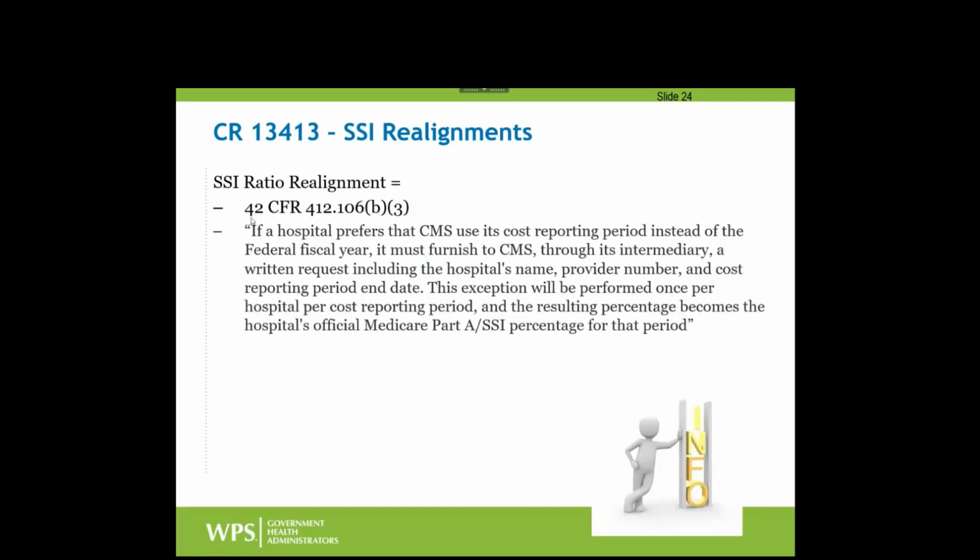And here's the regulation, 42 CFR 412.106(b)(3). This is the regulation that came in just, again, a couple of years after DISH started. It says that if the hospital prefers that CMS use the cost reporting period instead of a federal fiscal year, it must request it to the MAC, and then we'll go to CMS with it. It can be performed once per cost reporting period, and the resulting percentage becomes the hospital's official Medicare Part A SSI ratio for that period.